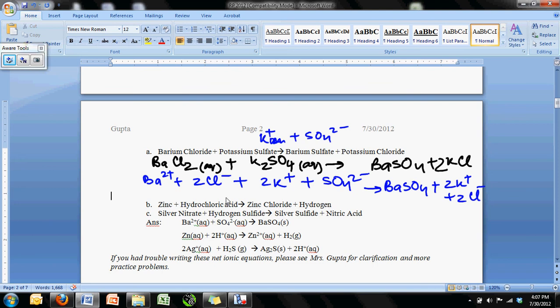Now look for spectator ions. What are common on both ends? It's chloride and potassium. So the net ionic balanced equation will be Ba2 plus SO4 2 minus gives you BaSO4. And writing states is not mandatory. So that's the first example of net ionic equation.